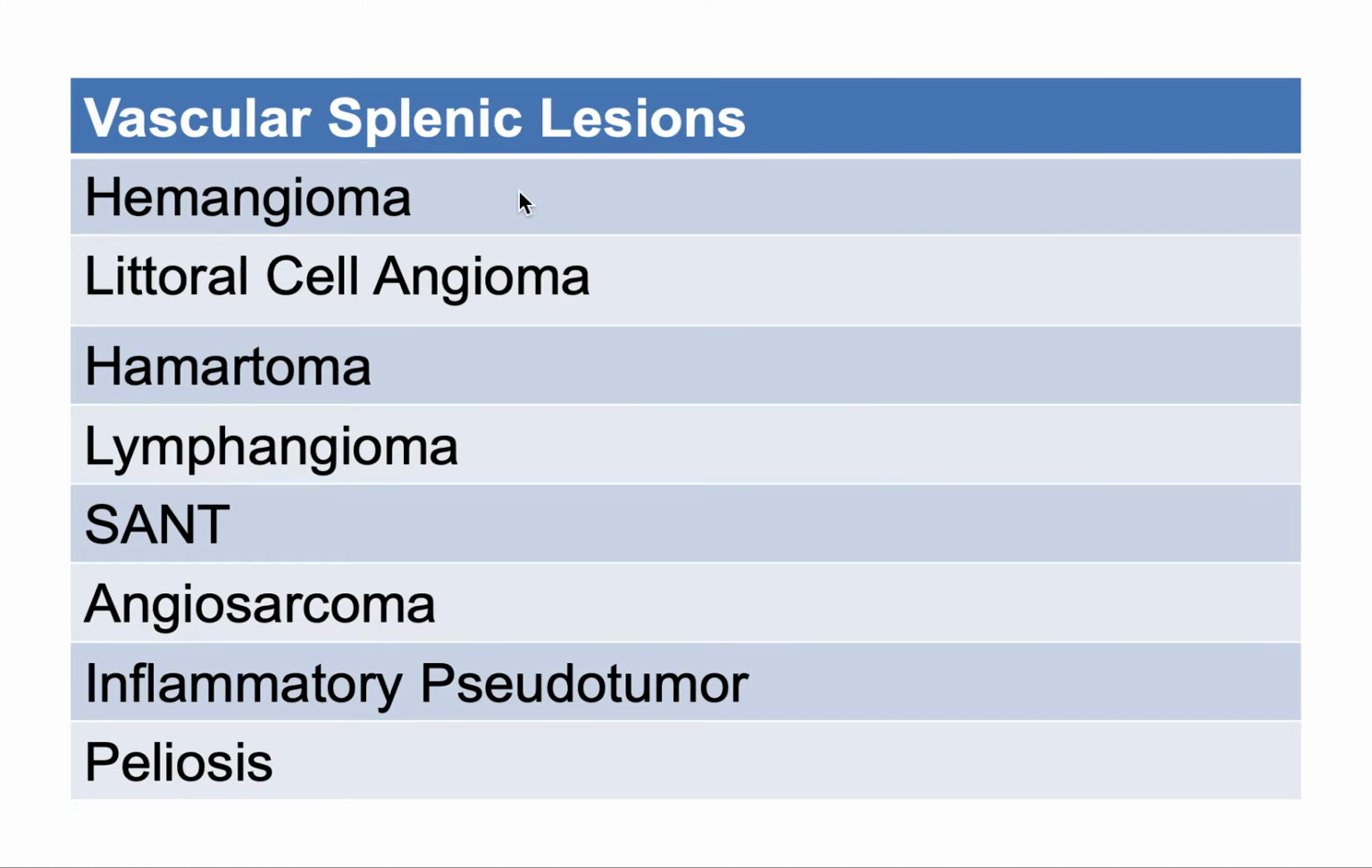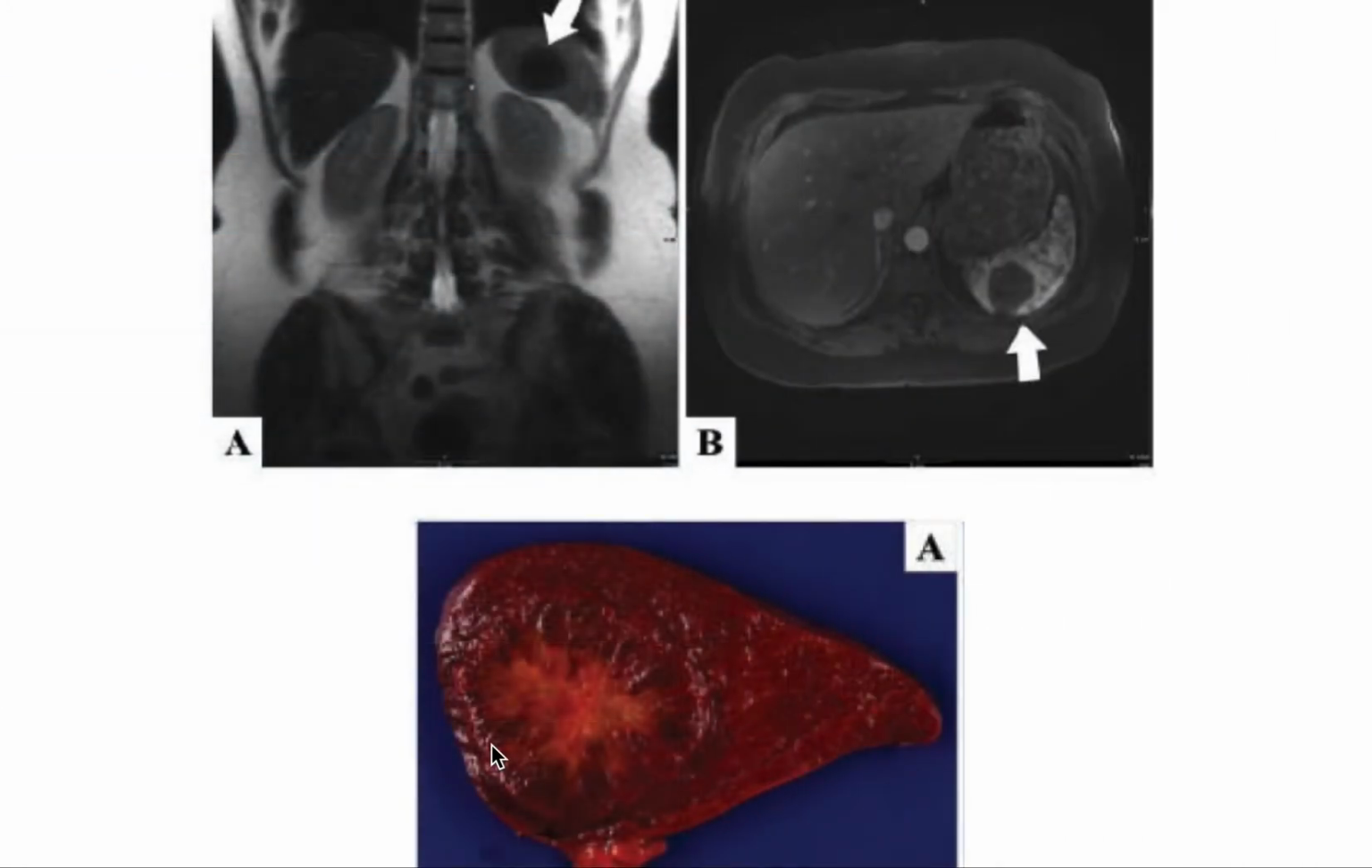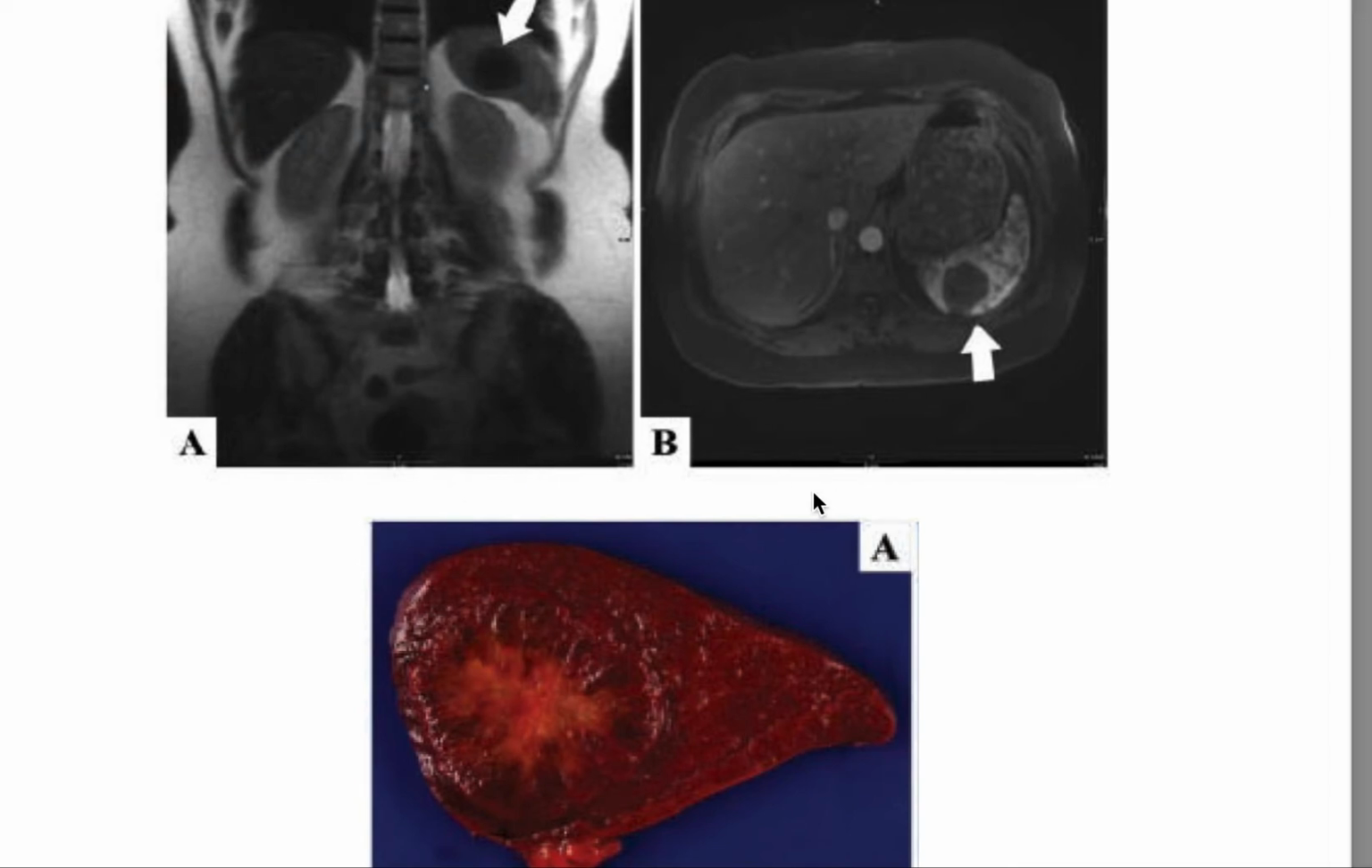Be aware and know your vascular splenic lesions, including hemangioma, littoral cell angioma, hamartoma, lymphangioma, SANT, called sclerosing angiomatoid nodular transformation. I'll show some cases. Angiosarcoma, inflammatory pseudotumor, and peliosis. So this is an example of SANT.